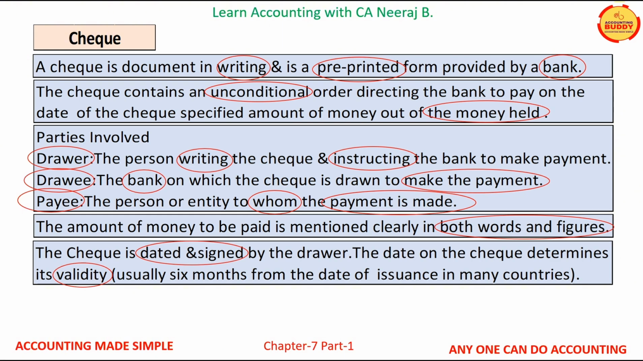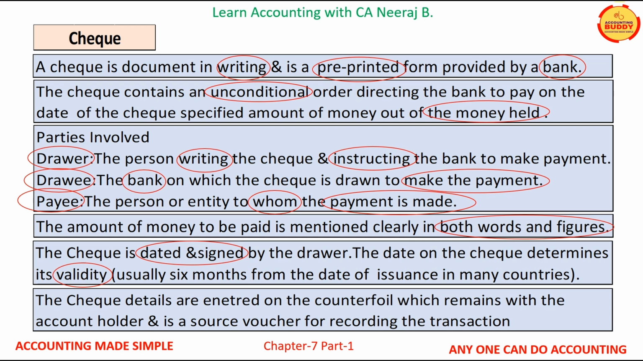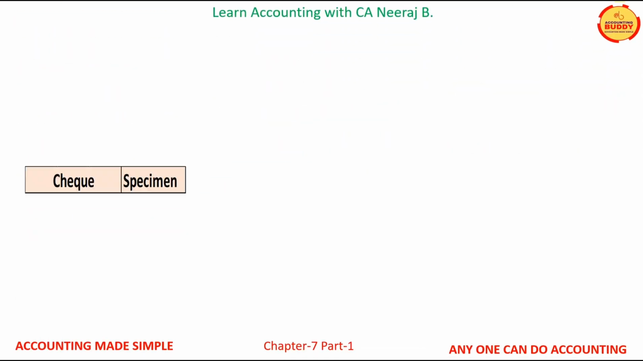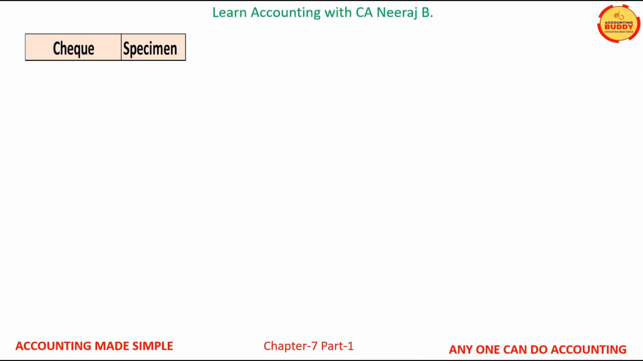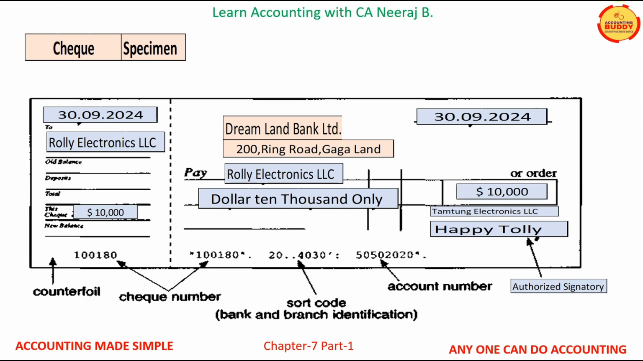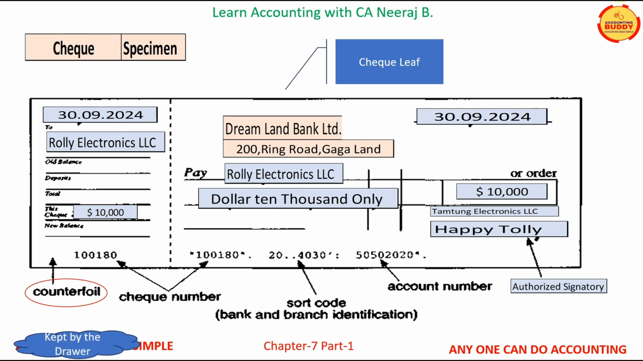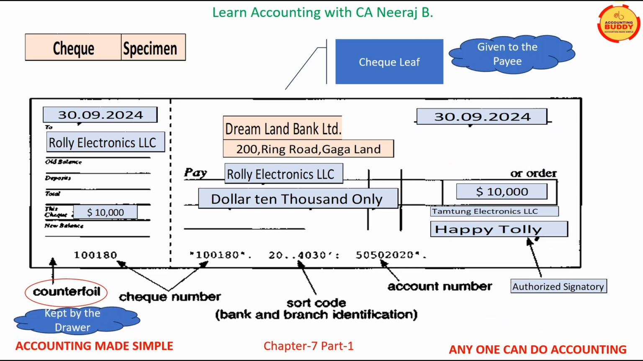The check details are entered on the counterfoil, which remains with the account holder and is a source voucher for recording the transaction. Let us learn more about check through the specimen displayed on your screens. There are two parts of a check, check leaf and counterfoil. Counterfoil is kept by the drawer while the check leaf is for the payee to deposit it in his bank account. Every check has got a pre-printed check number on both the parts.